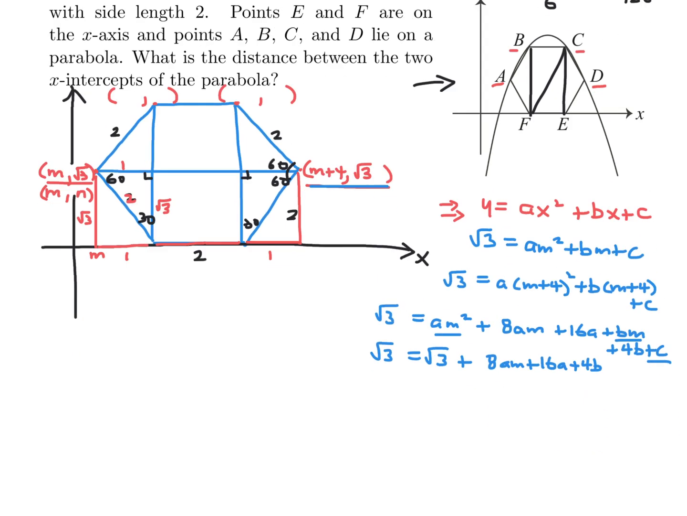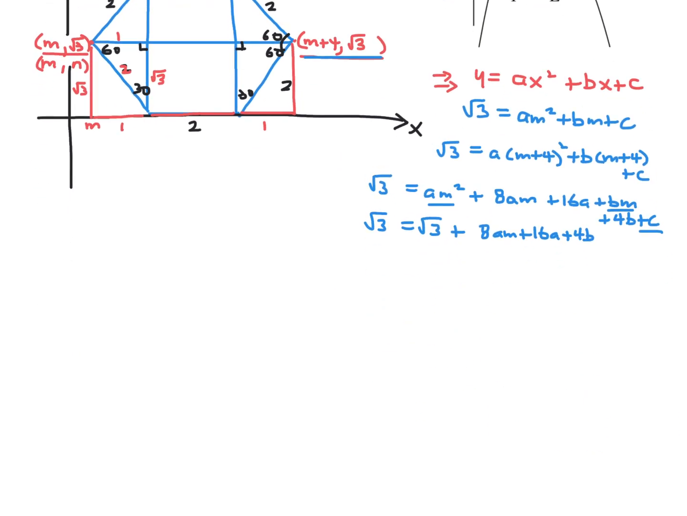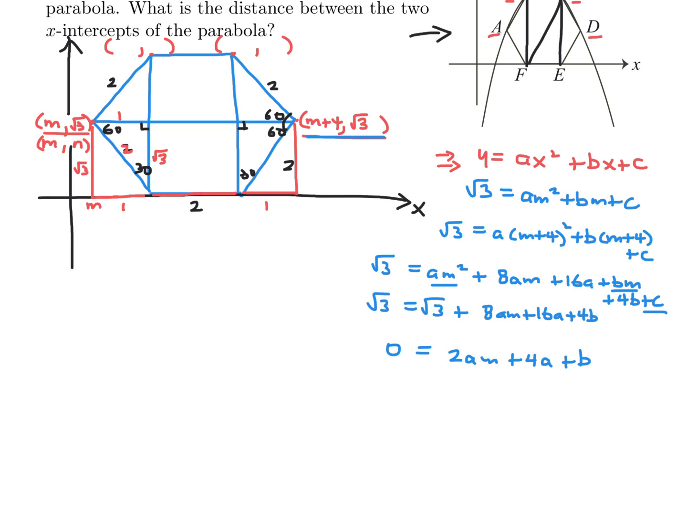Okay, let's move this up a bit. So this looks to me like 0 is equal to, let's divide through by 4, 2am plus 4a plus b. Okay. How does that help me? Well, that doesn't seem to be a good approach there, so I think I'm going to have to just estimate, meaning just kind of give a value to m.